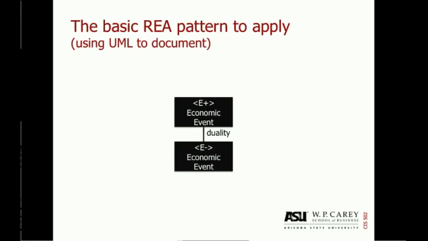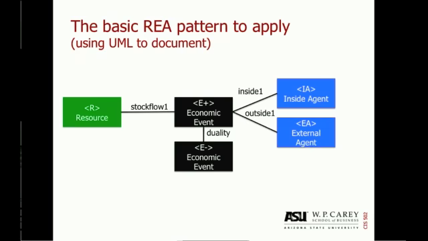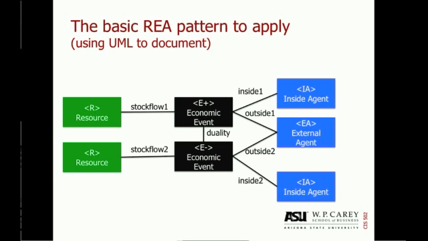If you can identify the exchange, then for every event, you extend the model by recognizing what's the resource that's either being increased or decreased, and who are the parties who are participating in the exchange. There's always at least one inside agent, the person who's responsible for the transaction, and one external agent, the entity with whom we're having the exchange. We do that for both of the economic events, and this is the basic REA pattern. So when you're doing REA modeling, set this in your mind as the general structure to which you're working.